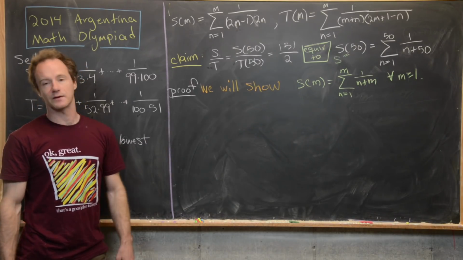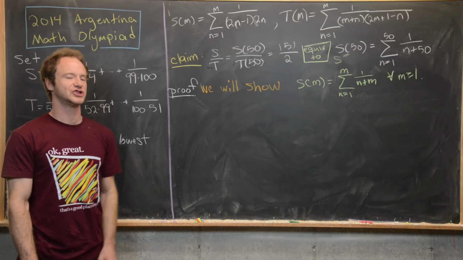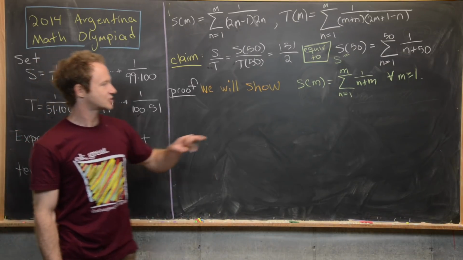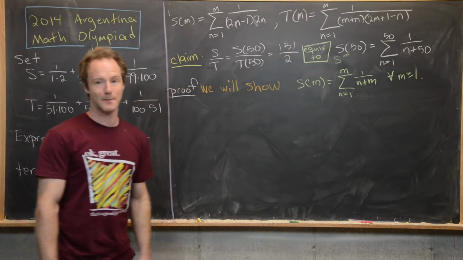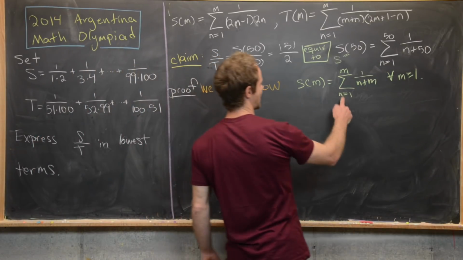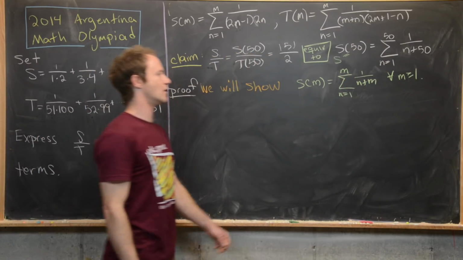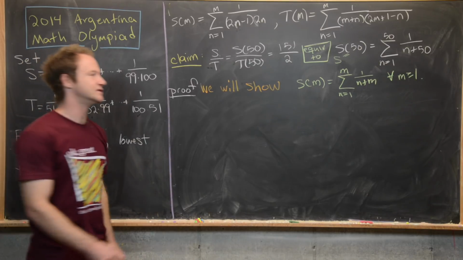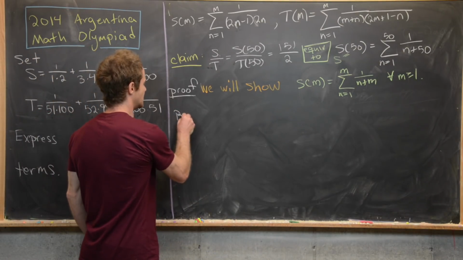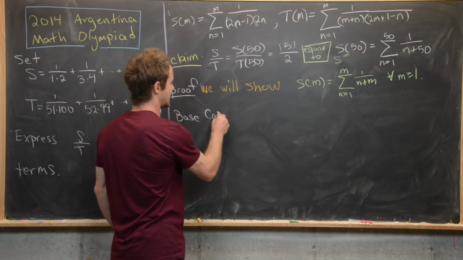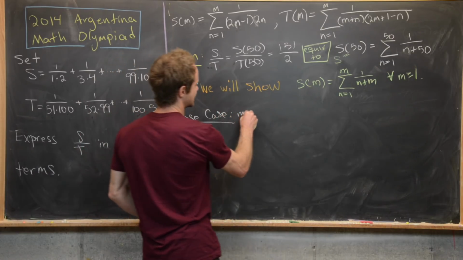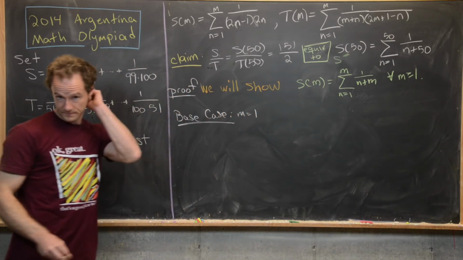But we're actually going to prove this by showing a more general statement, and we're going to show that S of m is equal to the sum as n goes from 1 to m of 1 over n plus m, and we're going to do this by induction. So let's go ahead and look at our base case. Our base case will be m equals 1.